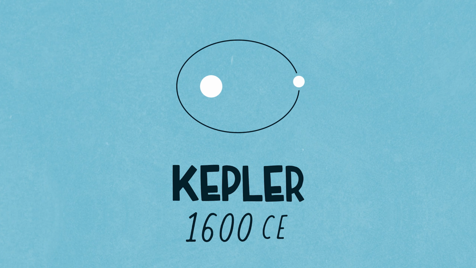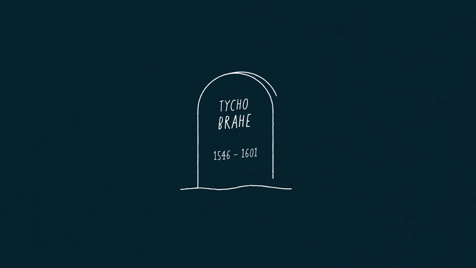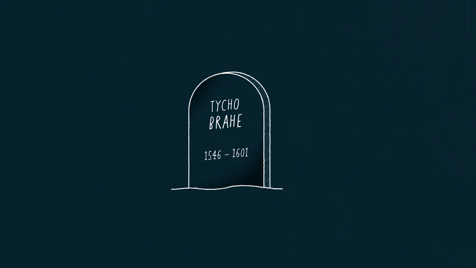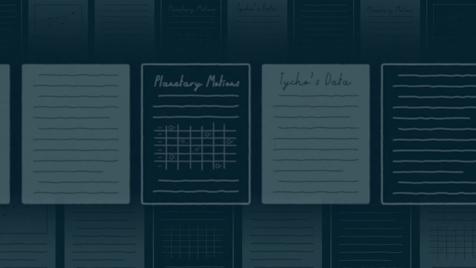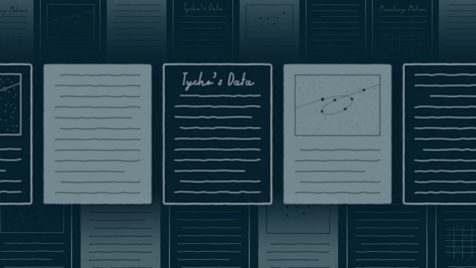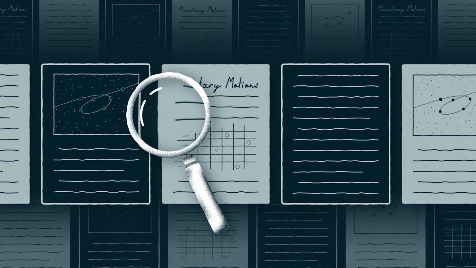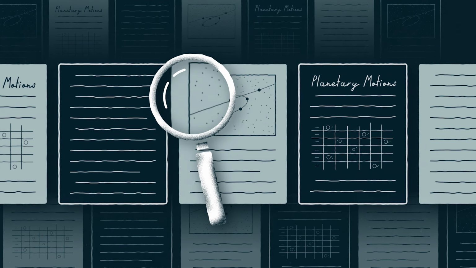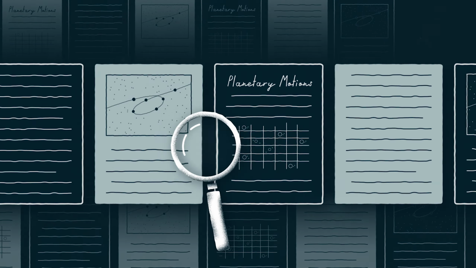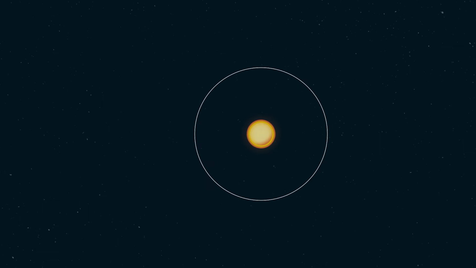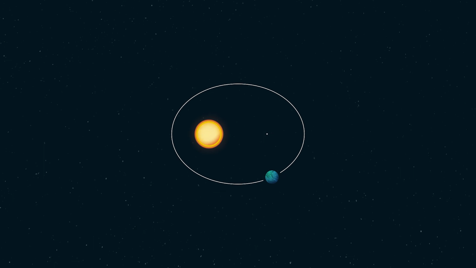Kepler had worked for his late predecessor, Tycho Brahe. Tycho had collected a large amount of incredibly accurate observational data on stellar and planetary motions, but couldn't explain them using any existing system or create his own. After years of poring over and calculating Tycho's data, Kepler found the answer. Planets orbited not in circles, but in ellipses, with the Sun at one focus.